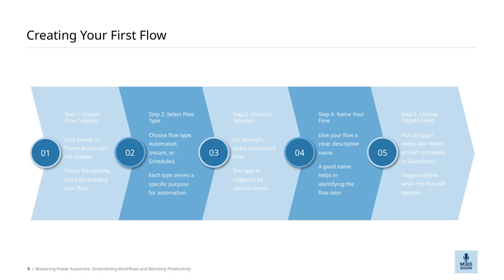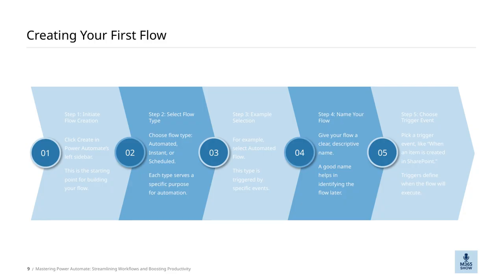To get started, click on Create in the left sidebar. This is your starting point for building a new flow. Next, you'll choose the type of flow you want to create, whether it's automated, instant, or scheduled. Each type serves a different purpose, so think about what best fits your automation needs. For example, if you want the flow to run based on a specific event, you'd probably choose Automated Flow.